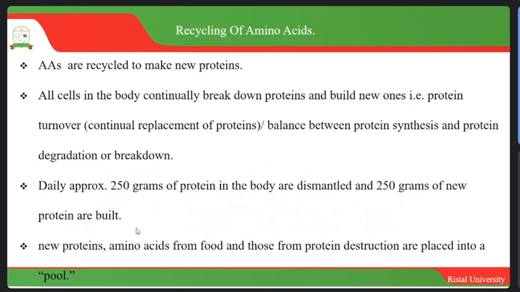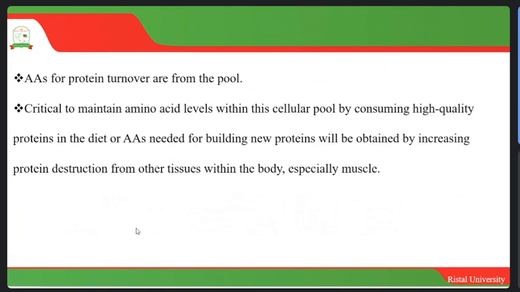New proteins are made from amino acids from food, and those from protein destruction are placed into the pool. Amino acids for protein turnover come from the pool. It is critical to maintain amino acid levels within this cellular pool by consuming high quality proteins in the diet. I could say the pool is more like a bank where we store our things, just an analogy I'm giving. You put in your money and everything, but you can also withdraw it. You have a job that helps you put something in.